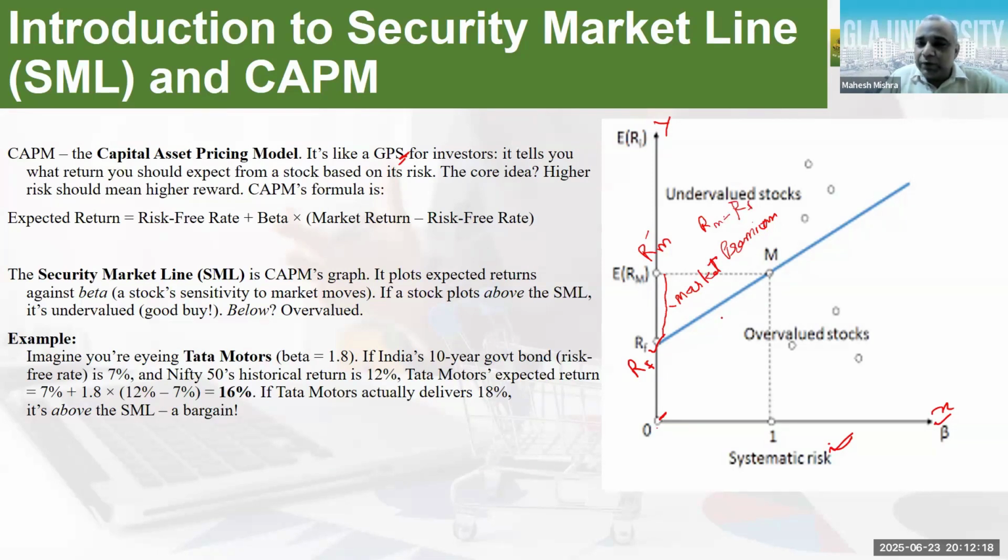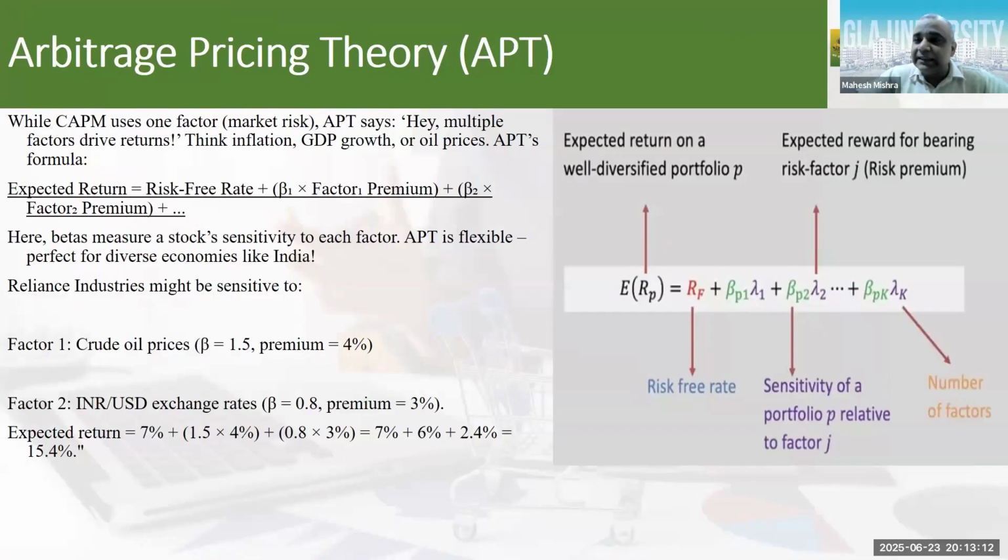Okay. So where this line cuts the systematic risk by the RM, this is the position of the M, and this line starts from the risk-free security. The SML line will be drawn from the risk-free security. From the risk-free security, this straight line is drawn, and it is very easy. All the securities whose return is above this SML line are basically undervalued securities, and other securities are overvalued.